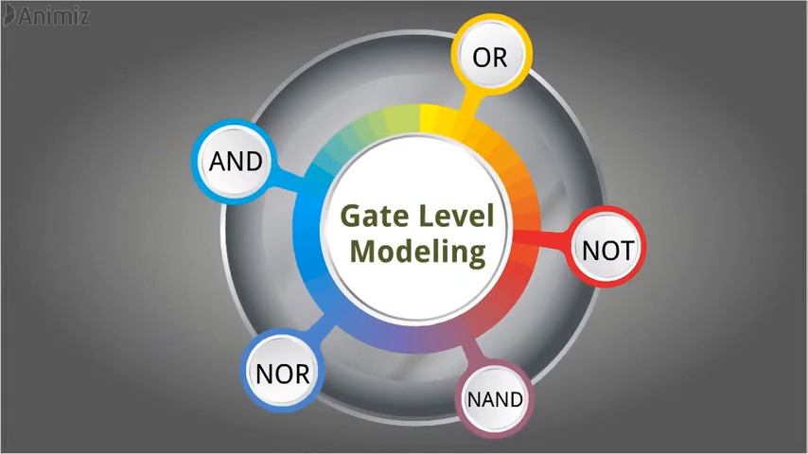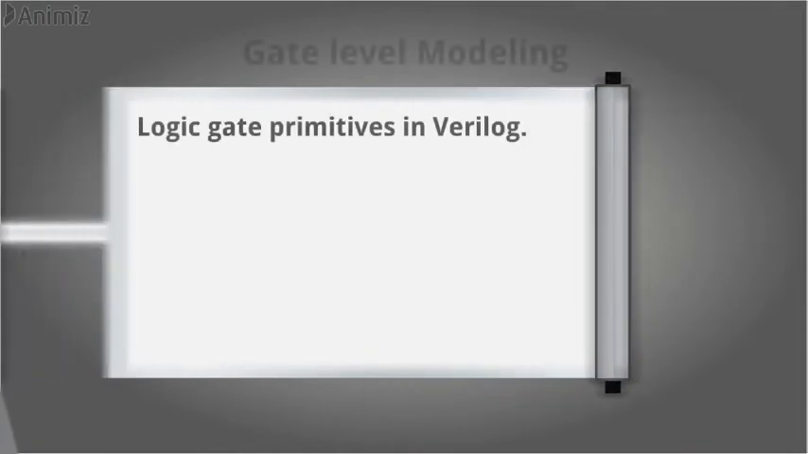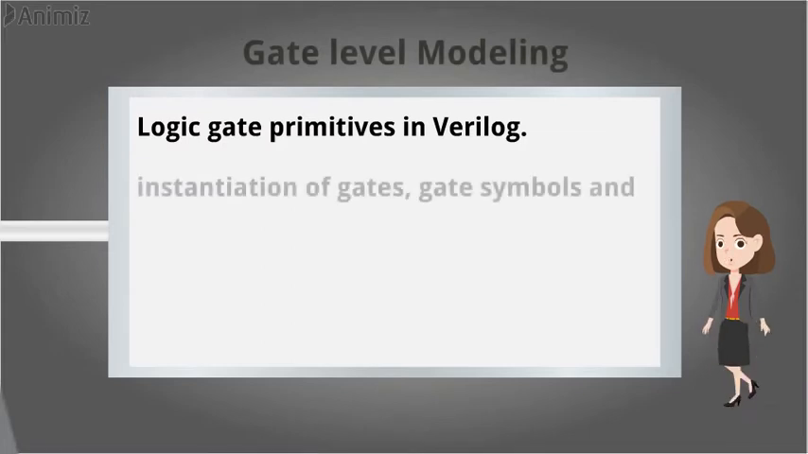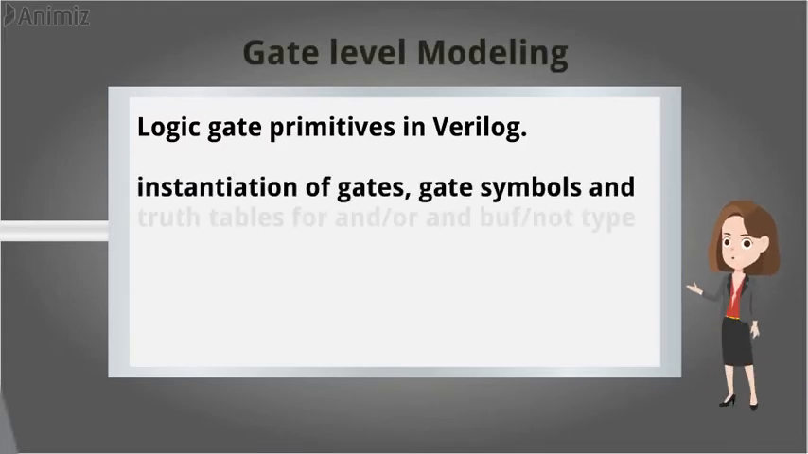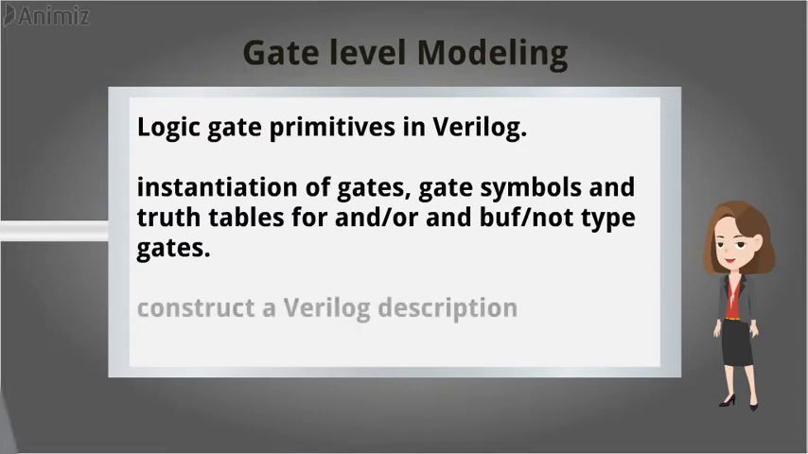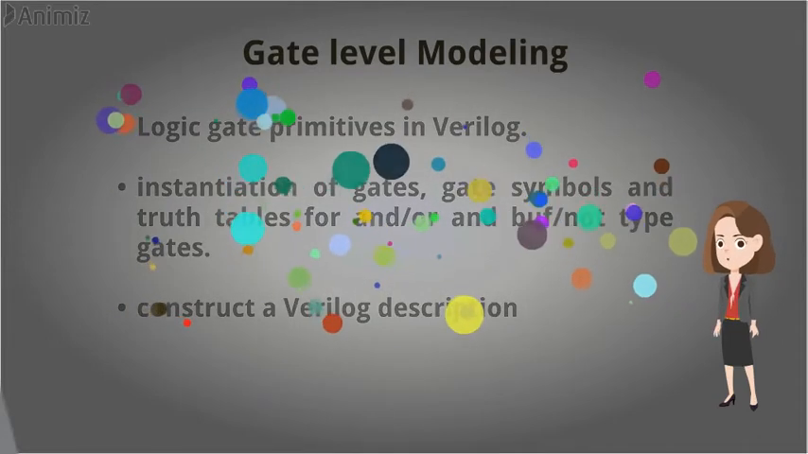Verilog supports basic logic gates such as AND, OR, NOT, NAND, and NOR as predefined primitives. The main objectives of today's class are to identify logic gate primitives provided in Verilog, understand instantiation of gates, gate symbols, truth tables for AND/OR type and buf/NOT type gates, and understand how to construct a Verilog description from the logic diagram of the circuit.